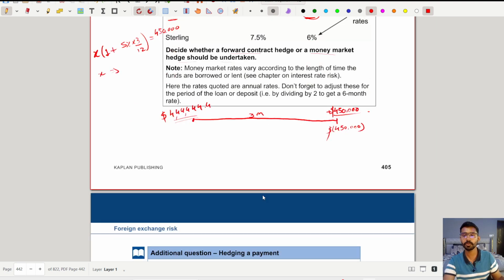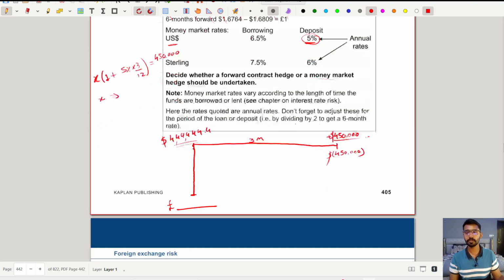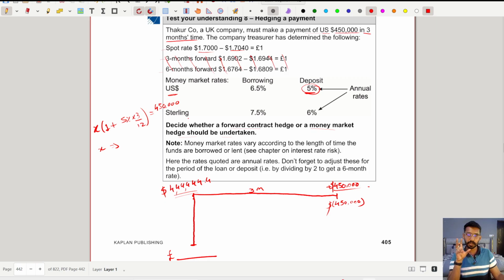So what I will have to do is borrow it in my home currency. The question is, how much should I borrow? I need to convert these dollars into my home currency. Now this is where a lot of students go wrong. They think they are converting dollar to pound. No, no, no. You are first borrowing pounds and then converting it into dollars, and that is $444,444.